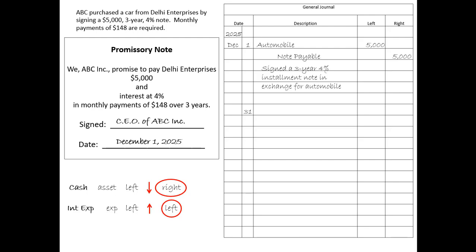And we have a third account affected because every time we make a payment, we'll be paying off a part of the note itself, part of the $5,000. So note payable is affected. It's a liability, increases on the right, but we're paying it down, so the liability is decreasing. Note payable will be on the left side of our entry.